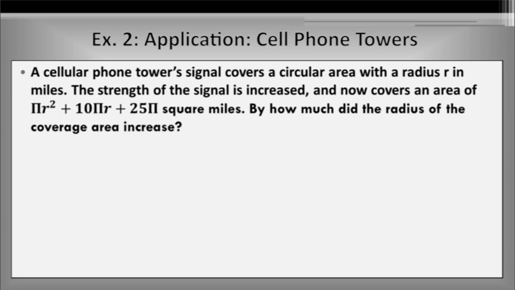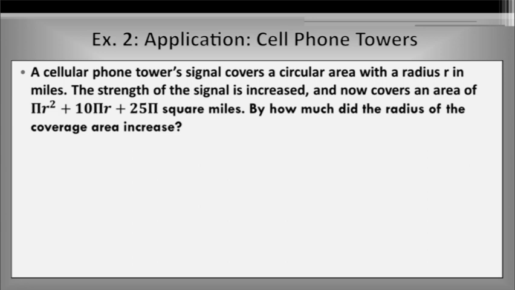Look at an application problem here. A cellular phone tower's signal covers a circular area with a radius r in miles. The strength of the signal is increased and now covers an area of pi r squared plus 10 pi r plus 25 pi square miles. By how much did the radius of the coverage area increase?